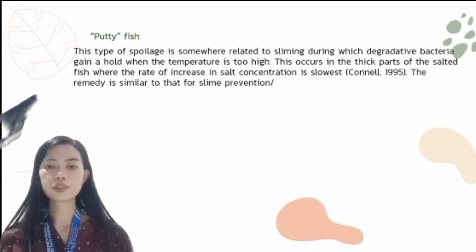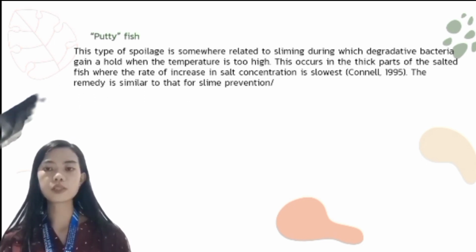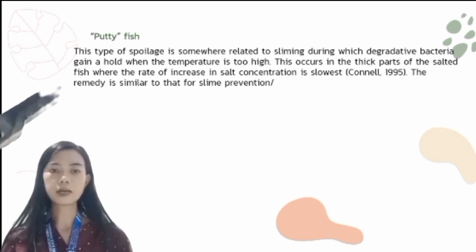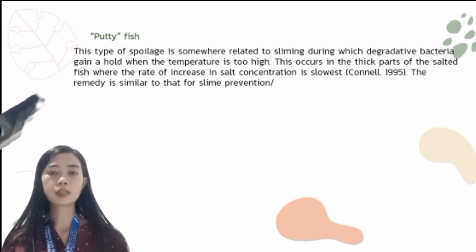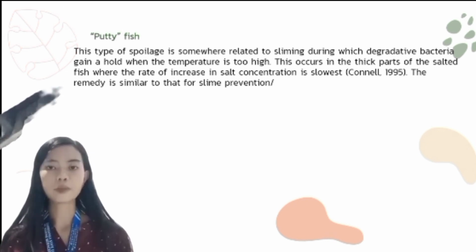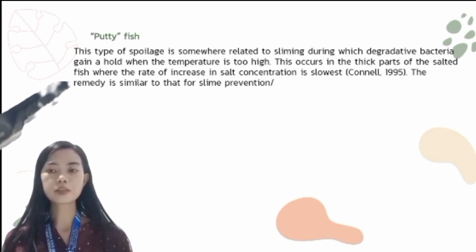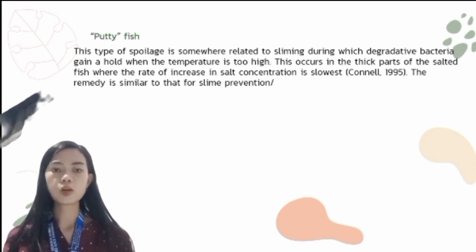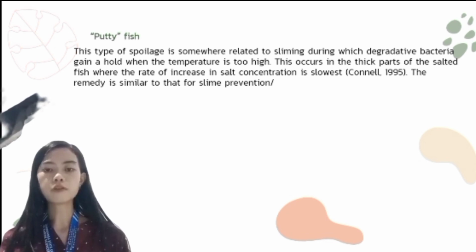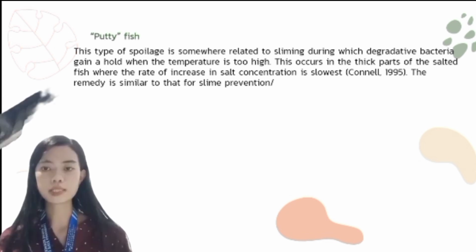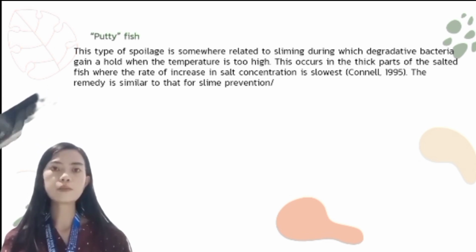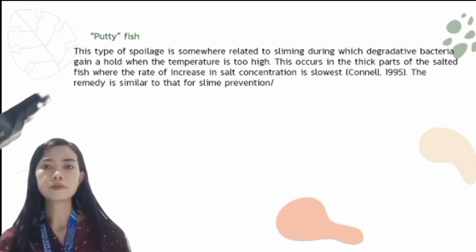Fatty fish. This type of spoilage is somewhat related to sliming, during which degradative bacteria gain a hold when the temperature is too high. This occurs in the thick parts of the salted fish, where the rate of increase in the salt concentration is less. The remedy is similar to that for slime prevention.